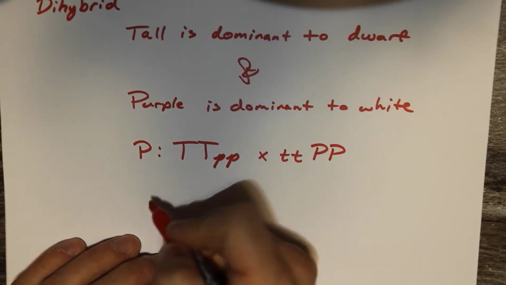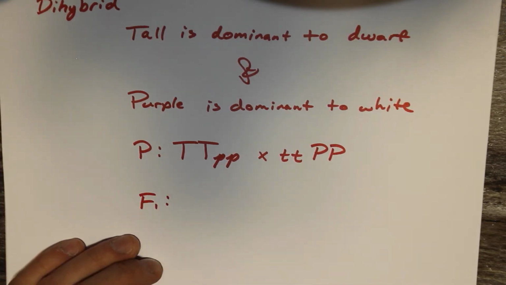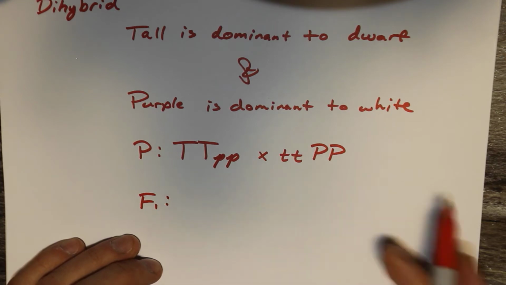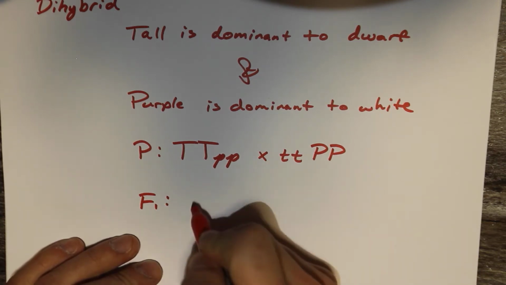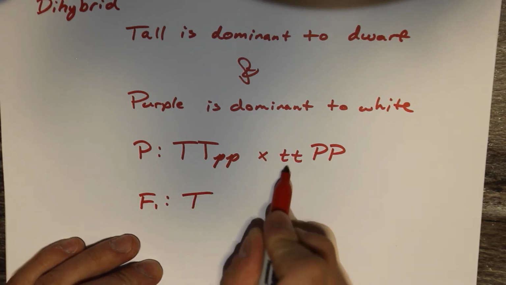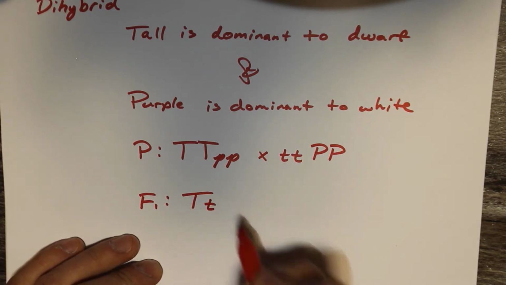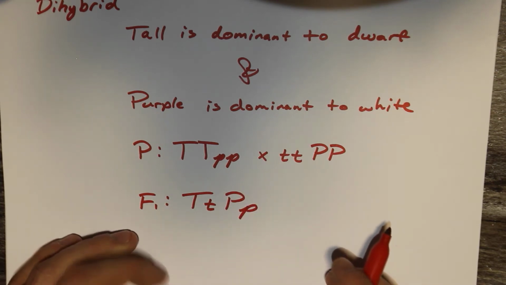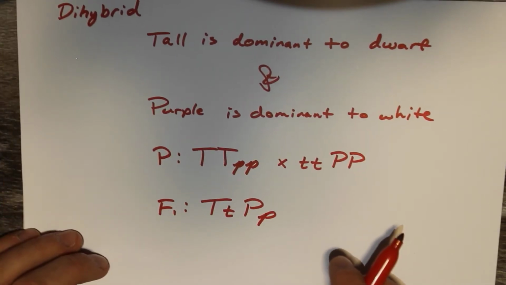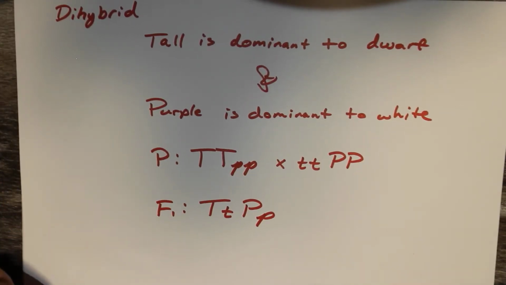All right. Now our F1 generation, if we do a dihybrid cross of these, we are going to be getting one allele from each parent for each trait. So this one only has capital T, so that'll be a capital T. This one only has lowercase t, so we will get one of each, and then we will have a capital P and a lowercase p. I'm not going to go through all the dihybrid crosses with you guys, just because I think you're pretty good on that.